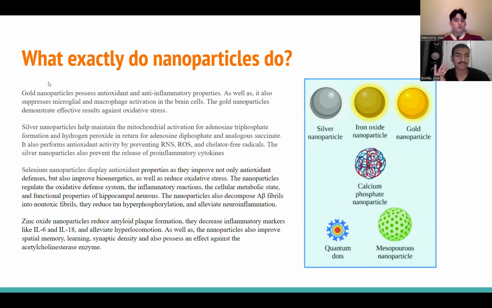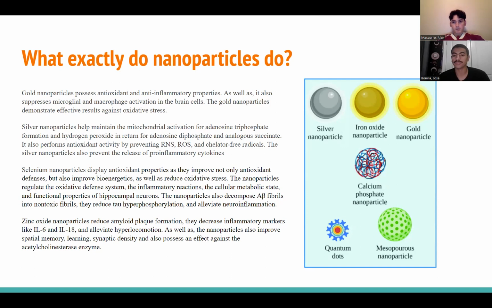There are four main types of nanoparticles that are used for treating Alzheimer's, which are gold nanoparticles, silver nanoparticles, selenium, and zinc oxide nanoparticles. Each kind of nanoparticle has different properties, which may help treat Alzheimer's in a different way. For example, gold nanoparticles possess antioxidant and anti-inflammatory properties. The effect of this is that it helps with oxidative stress and suppresses activation of certain immune cells in the brain. So it helps the immune system in the brain to clean it.